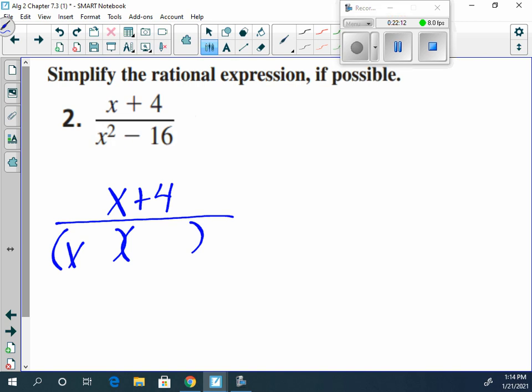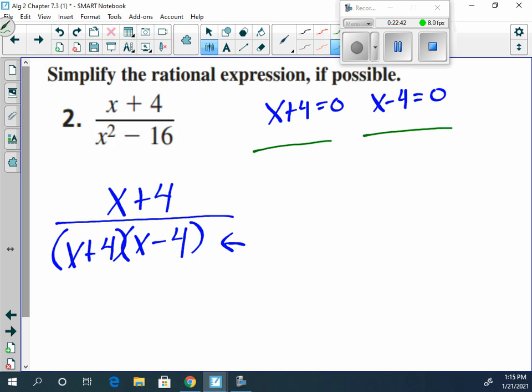X plus 4 and x minus 4. There's x squared minus 16 again. That's a difference of perfect squares. Now at this point, we can find the restrictions. We can use the denominator to find the restrictions. X plus 4 is equal to 0, and x minus 4 is equal to 0. Set both of those equal to 0.